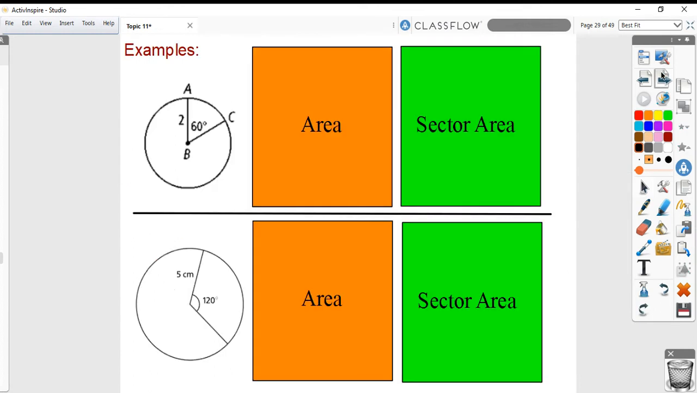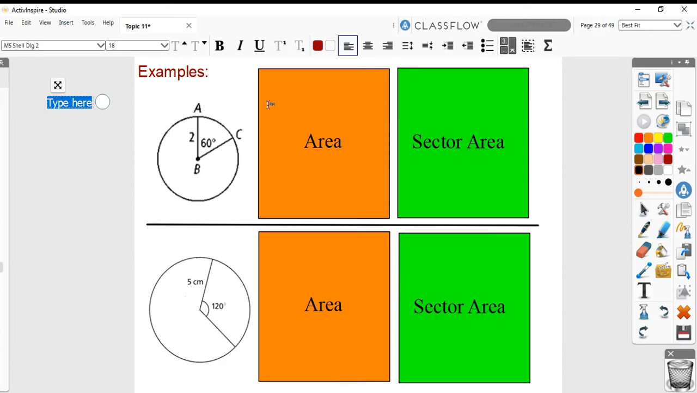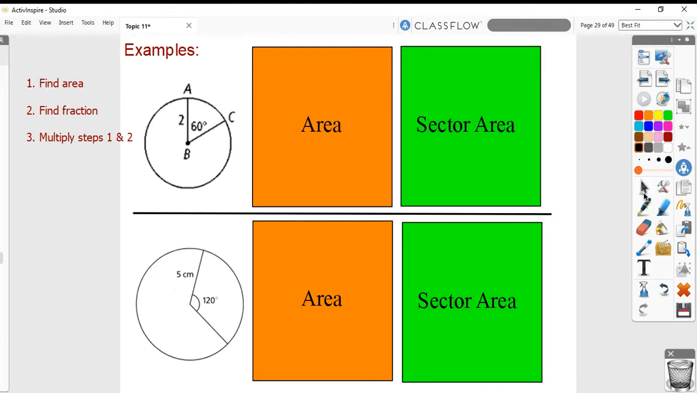All right, so let's take a look at two example problems. We're going to have some steps to follow that you'll find are very similar to what we did last time. Step number one, we need to first find the area of the circle. Step number two, we need to find the central angle fraction. Step number three, multiply those numbers together. Multiply the numbers from steps 1 and 2. All right, this is pretty simple stuff.